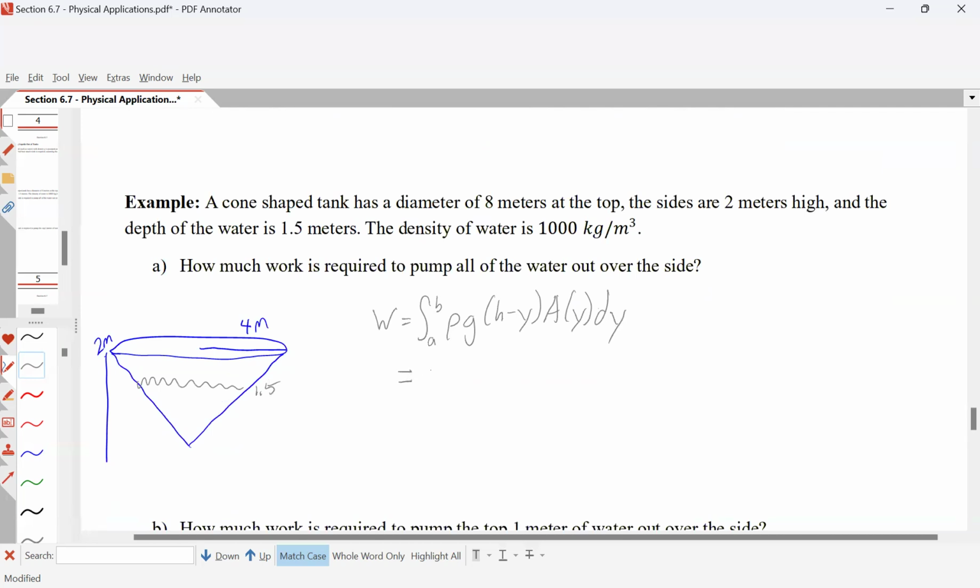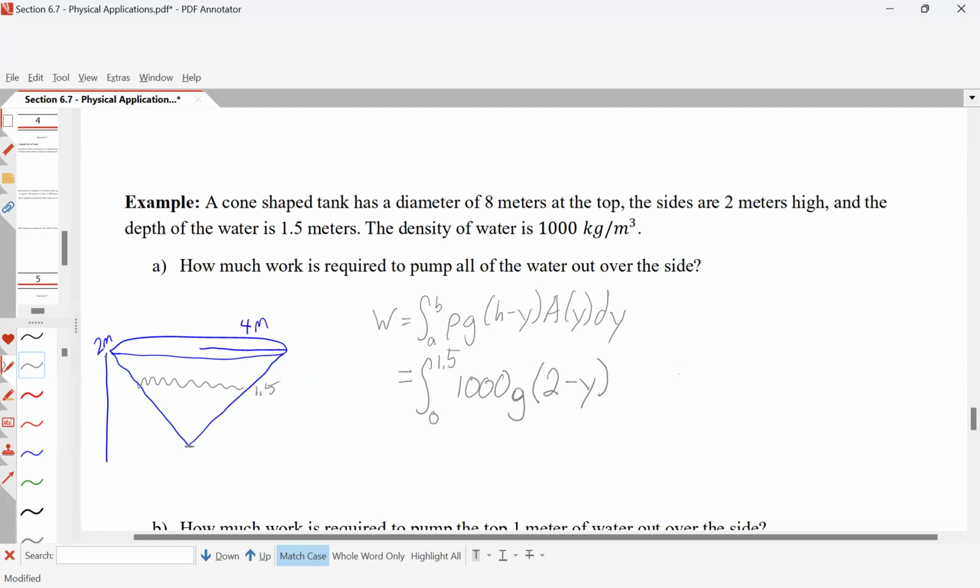And we can fill in a lot of this. A to b is where the water we're trying to pump out is. That is from the bottom of the tank at 0 to 1.5. Rho is our density of water, 1,000. g is gravity. We could put 9.8, but I'm going to put g because I don't want to deal with 9.8. The height of the tank is 2 meters.